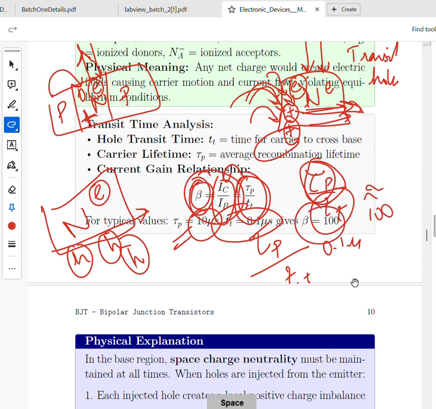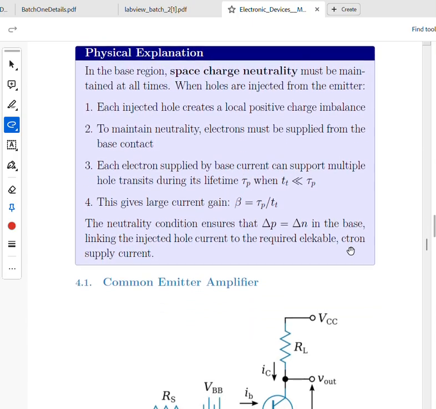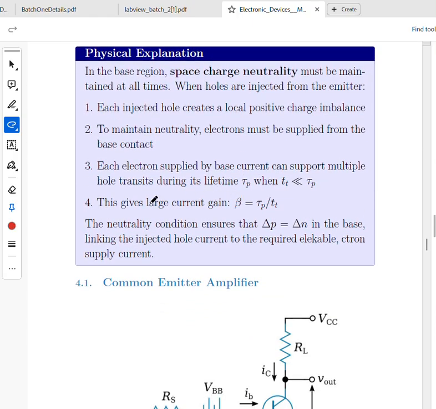Sweet. This analogy gives you a lot of depth because, as we have already discussed, each injected hole creates a local positive charge in the N region. Since the local positive charge is there, neutrality has to be sustained, so an electron is supplied to the base, or the charge current goes like this, so an electron enters.